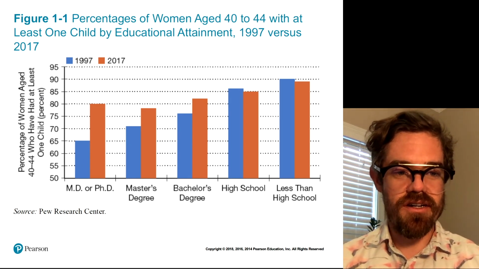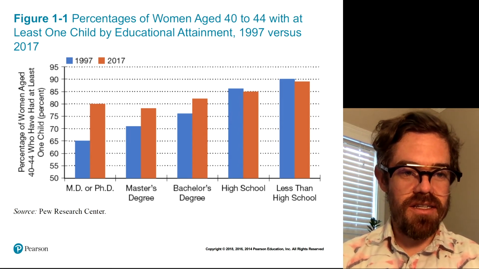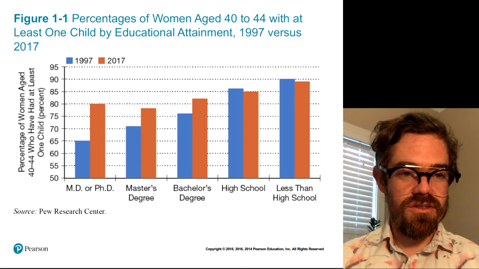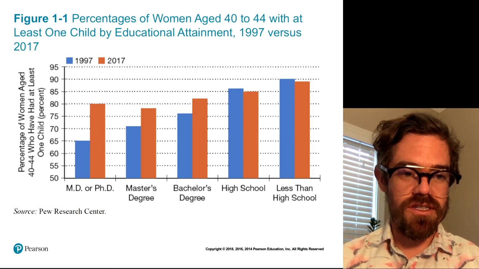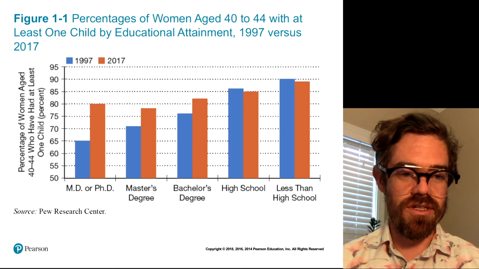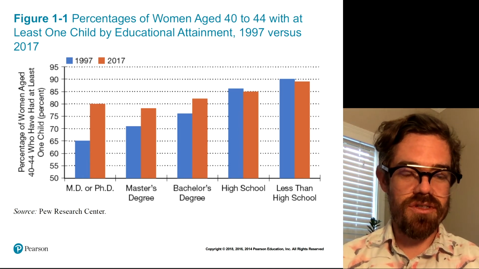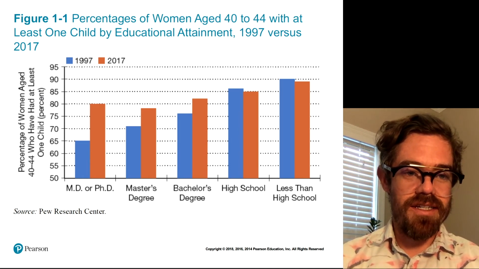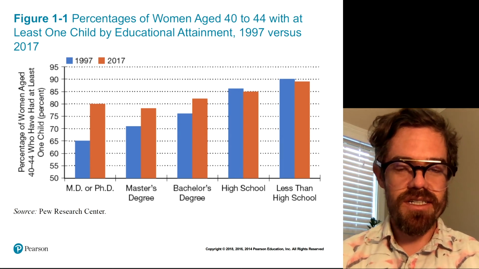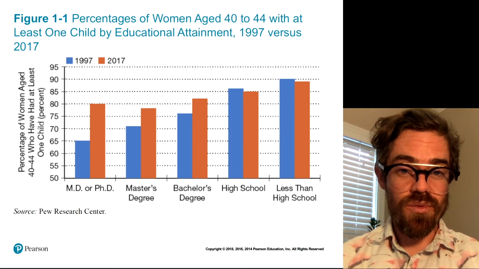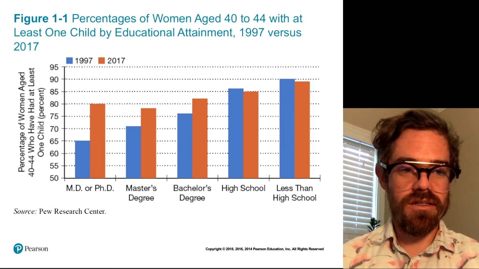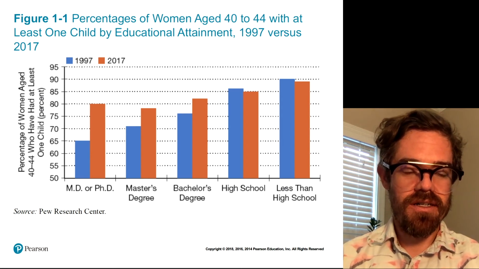So looking here at the leftmost bin, as they are called, the MD or PhD bin of the histogram, we can see that, yes, indeed, over 20 years ago, far fewer of these women had children. In fact, only 65% of women aged 40 to 44 who had a doctoral degree of some kind, whether medical or otherwise, had at least one child, while today, or closer to today, back in 2017, nearly 80% of this category of women had at least one child. So that's a pretty dramatic increase there.